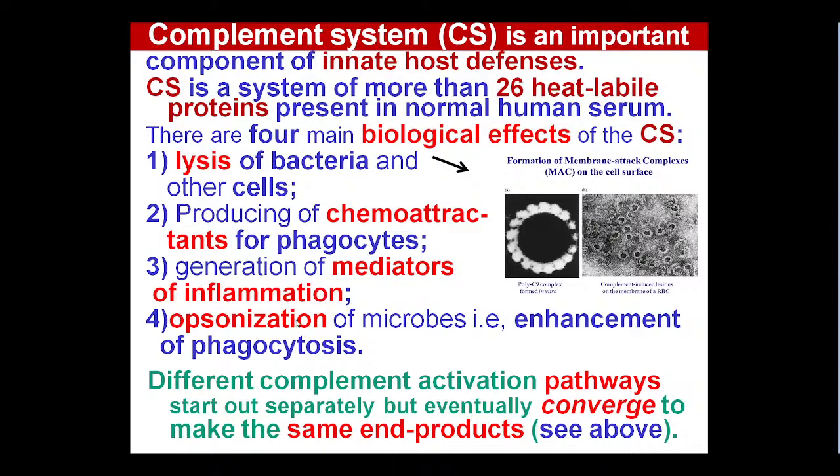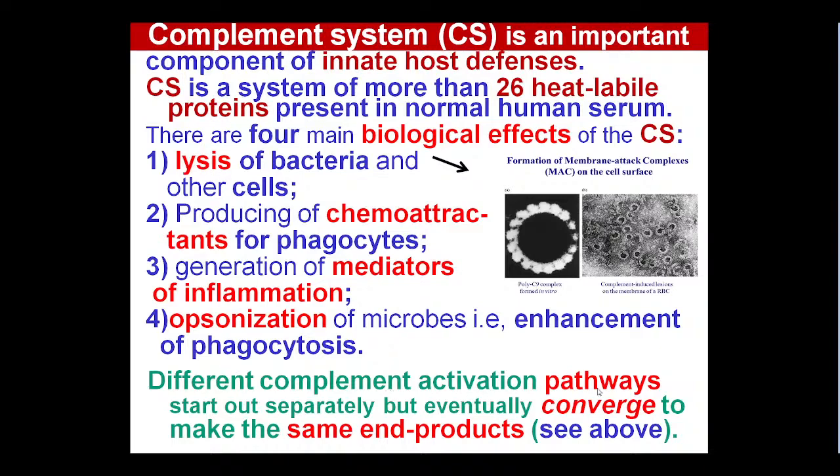And the last effect, opsonization. Opsonization is the effect of the enhancement of phagocytosis of bacteria that are coated by components of the complement system that are named opsonins. The main opsonin of the complement system is C3b protein.